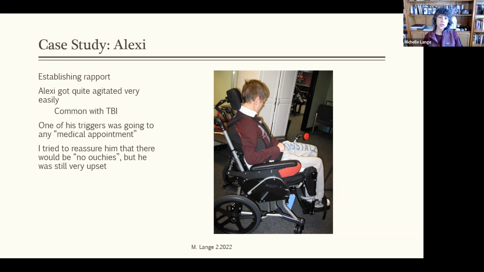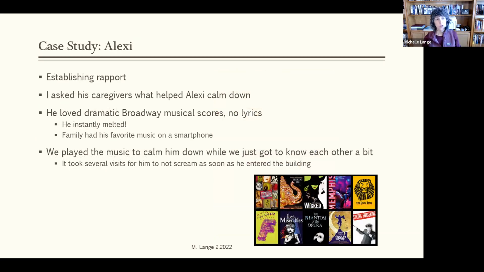I tried to reassure him that there were no ouchies involved. I wasn't going to do anything yucky to him, but he was still very upset. He didn't trust me. He didn't have any reason to trust me. So I asked his caregivers, what helps Alexi calm down? Is there anything that consistently helps him come down from this agitation? Again, his ability to self-calm due to his brain injury was very limited.